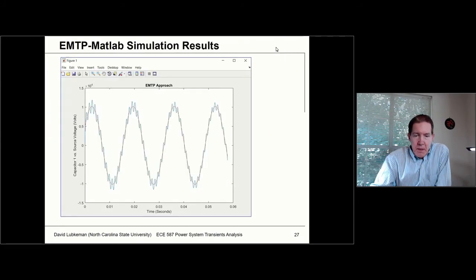So if I look at the results, these are the results shown right here, and I'm just plotting the voltage in this case. What I've got in brown or orange is the original forcing function. And then when the capacitor switches in, it superimposes a transient on top of this. So this is basically the impact of switching that in.